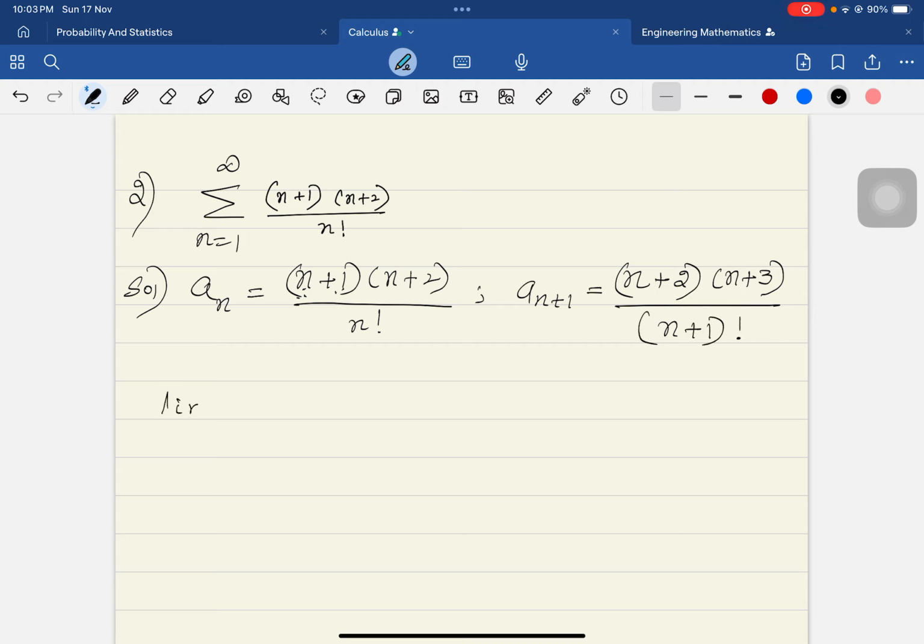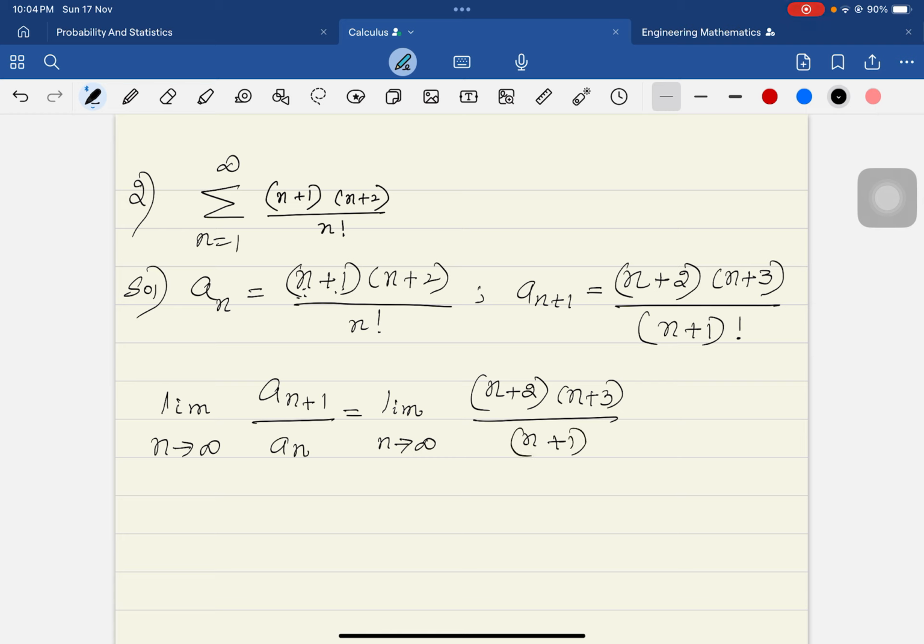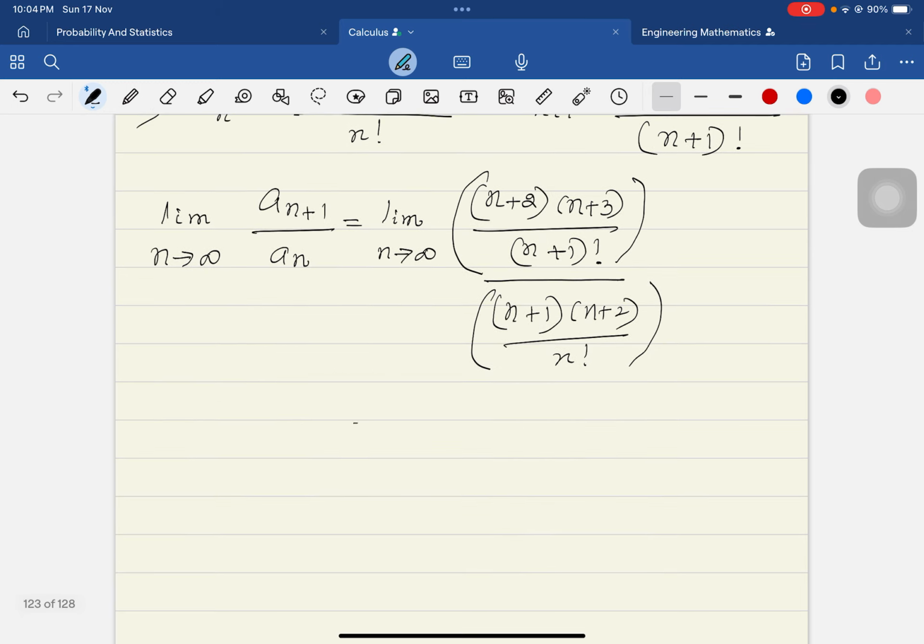Since we are doing the ratio test, we are going to find the limit as n tends to infinity of a_(n+1) over a_n. a_(n+1) is (n plus 2) times (n plus 3) over (n plus 1) factorial, divided by a_n, which is (n plus 1) times (n plus 2) over n factorial. When there is a fraction in the denominator, you have to flip it.